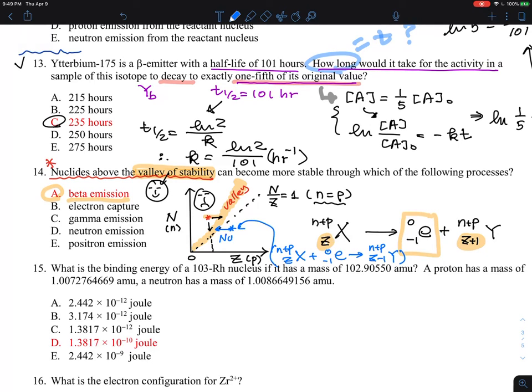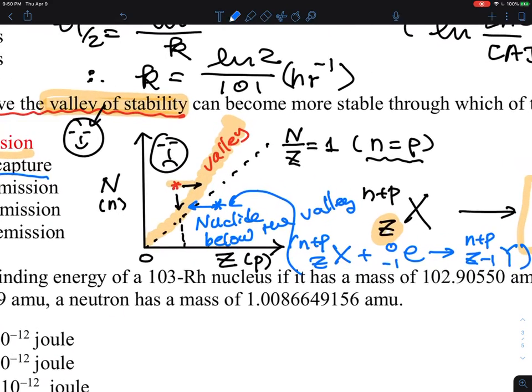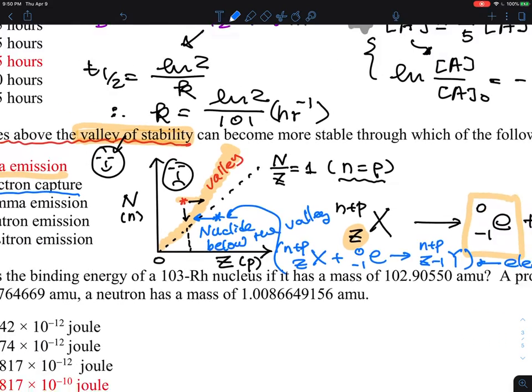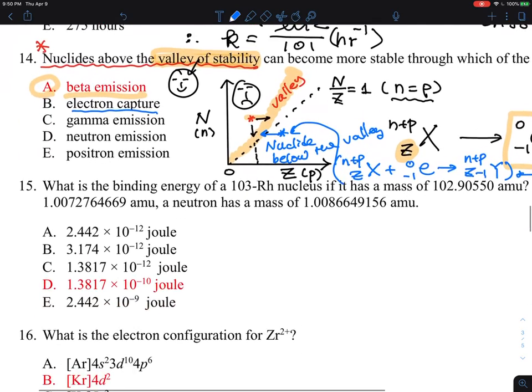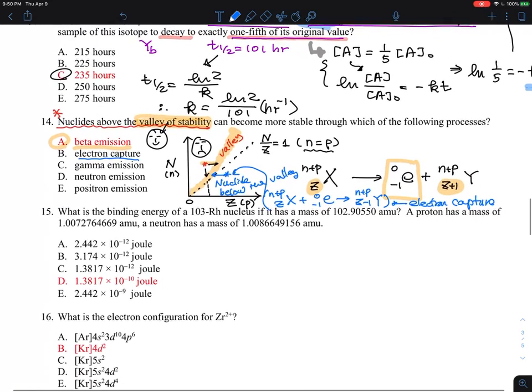This one is a nuclide below the valley, right? And then what do you call this reaction? That's an electron capture. So you can see that electron capture will be the answer for the case of B, the below the valley of stability. I think that these types of graphs were discussed, and you can look back at your lecture notes and find out what that means.